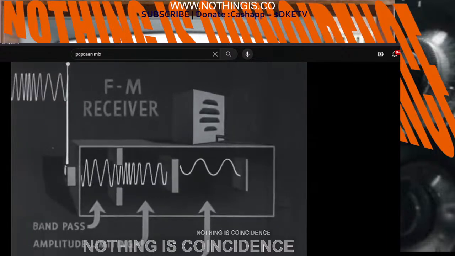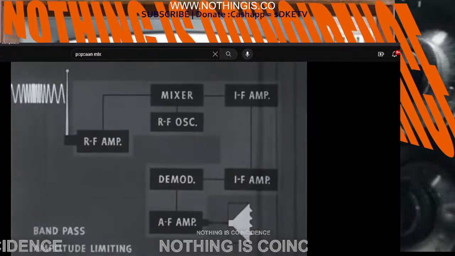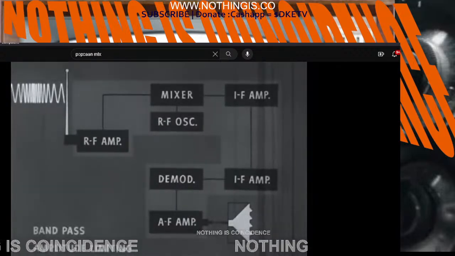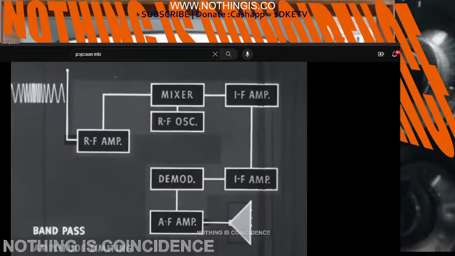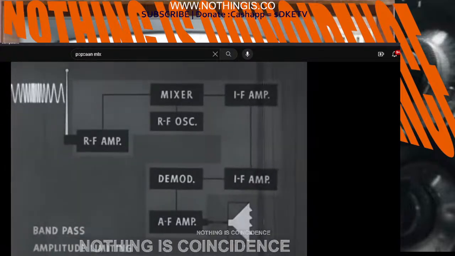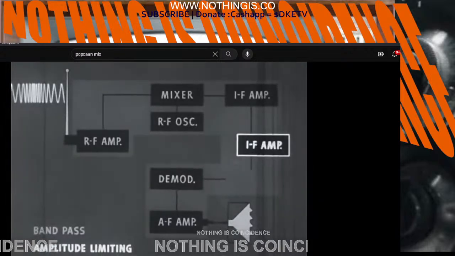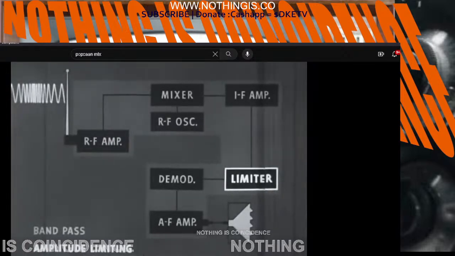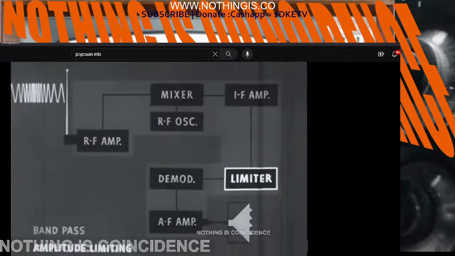Now, let's see what a block diagram of an AM superhet receiver looks like. To change the AM receiver to an FM receiver, we have to make changes in the set. First, in the circuit to take care of bandpass. Now the amplitude limiting part. In place of this IF amplifier, we put a device called a limiter. This takes care of clipping off the amplitude variations that could hash up reception.